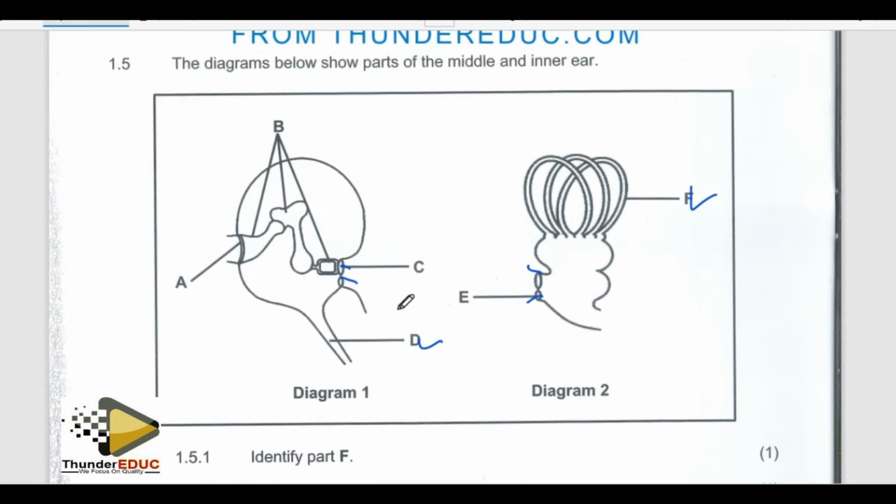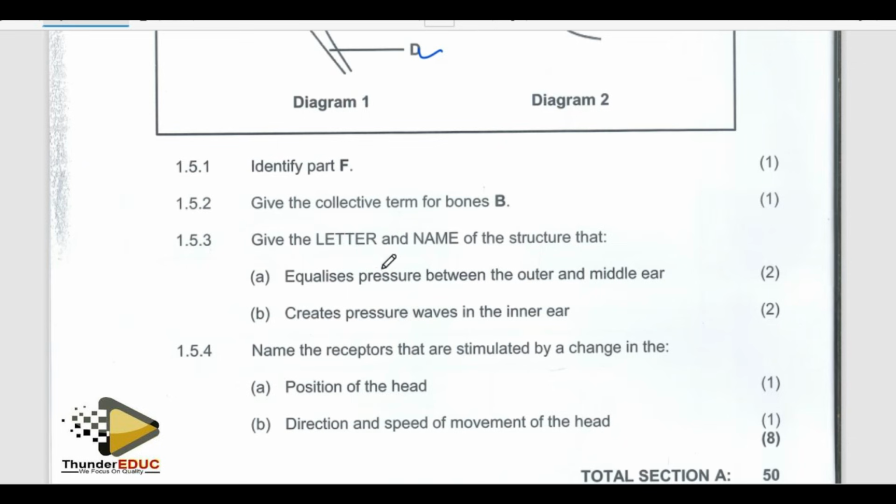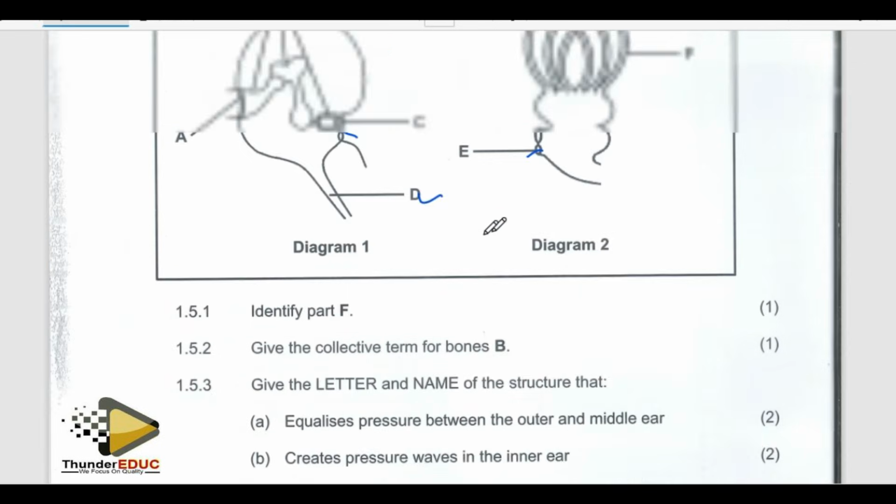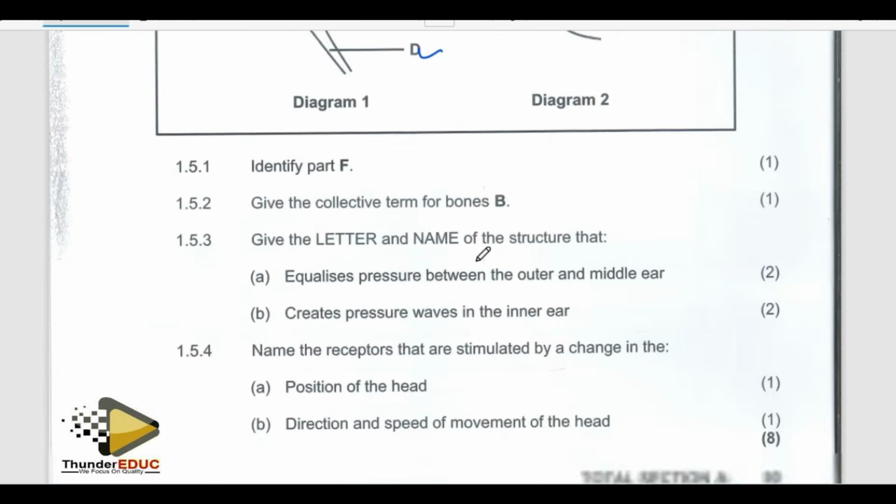Identify F. We have said it. Semicircular canal. Then give the collective term for bones B. We call them ossicles. Yes, ossicles. They're saying that.